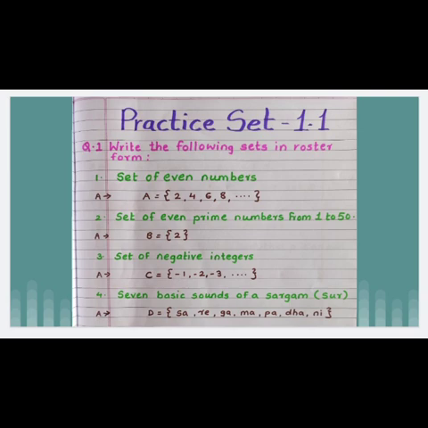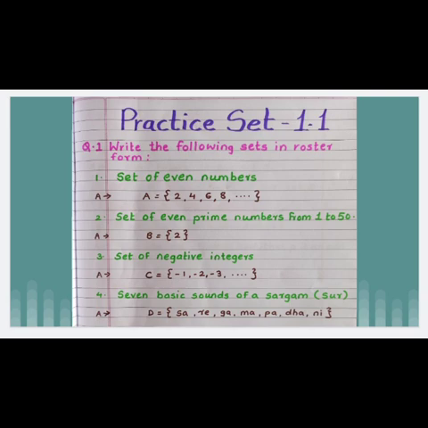Next one, set of even prime numbers from 1 to 50. There is only one even prime number, that is 2. Hence, to show the set, we use here capital letter B, equal sign, curly bracket. In that, mention the element 2, bracket close.